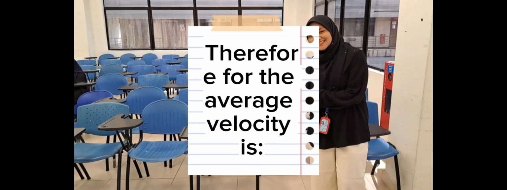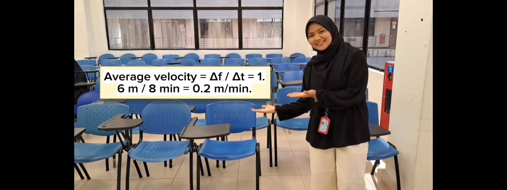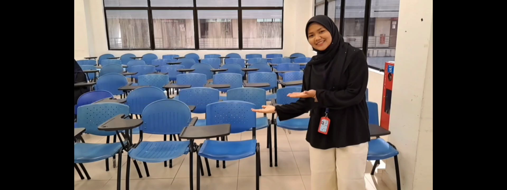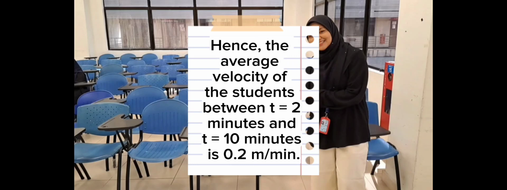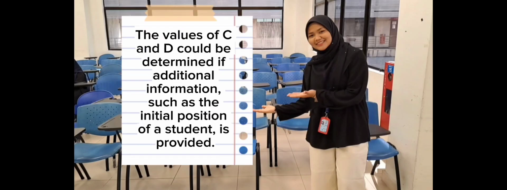Therefore, the average velocity is this. Hence, the average velocity of the students between t equals 2 minutes and t equals 10 minutes is 0.2 meter per minute. The values of c and d could be determined if additional information, such as the initial position of a student, is provided.